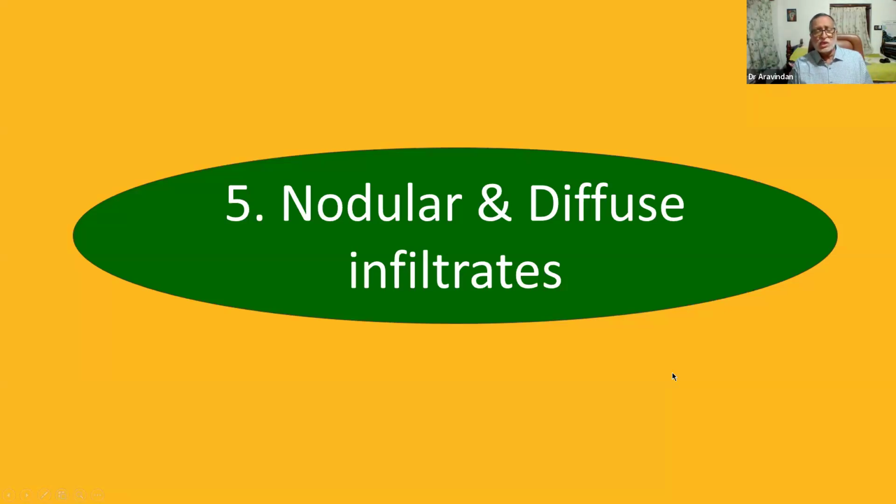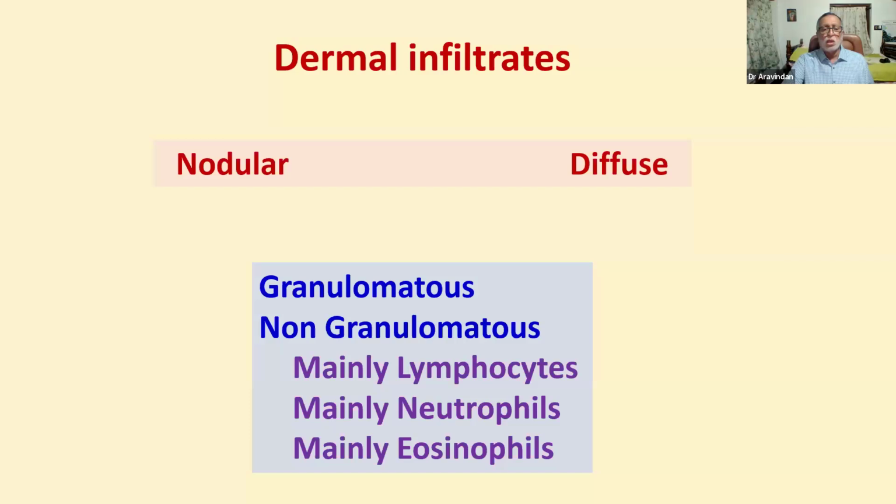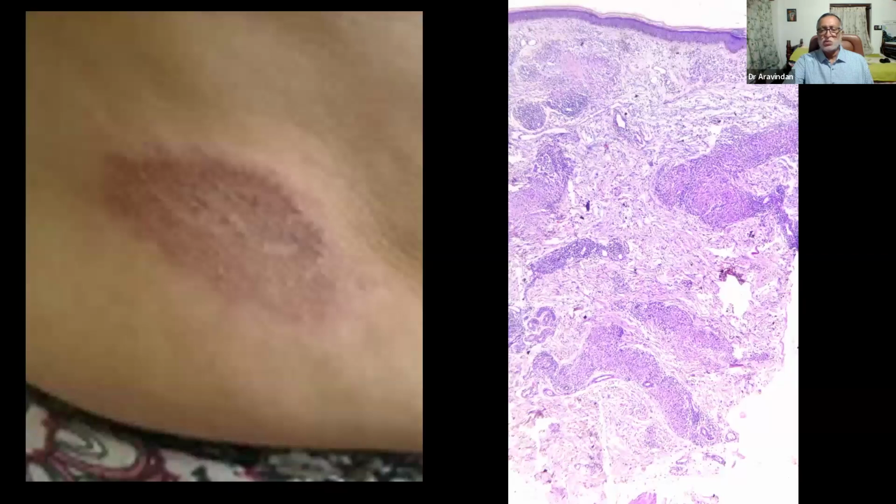Now coming to the next, nodular and diffuse infiltrates. Nodular and diffuse infiltrates may be nodular and diffuse, of course, or diffuse, and it may be granulomatous or non-granulomatous. And non-granulomatous may be mainly lymphocytes, mainly neutrophils, or mainly eosinophils. So when you see some dermal infiltrates, like this one, for example.